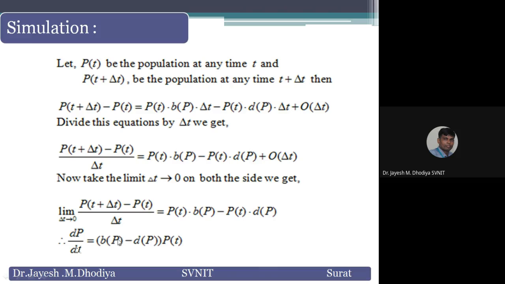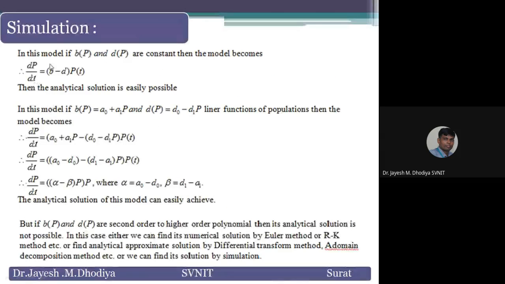rate of population, that is a polynomial function. So when it is constant, you can easily get the solution. When it is an algebraic equation, then there is a chance it is linear. Birth rate is a function of population in linear form. Death rate is a function of population in linear form.